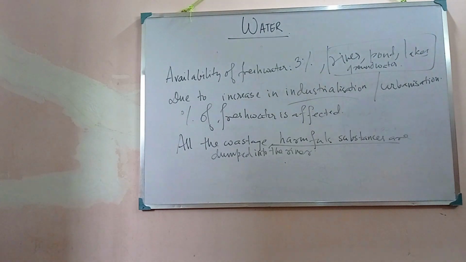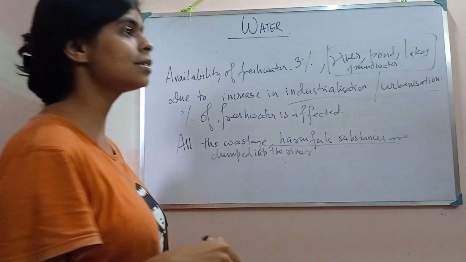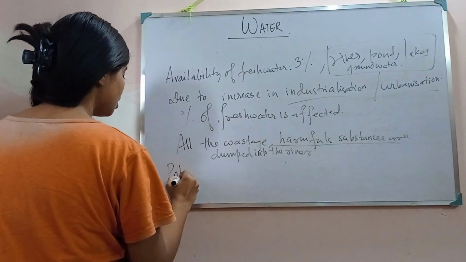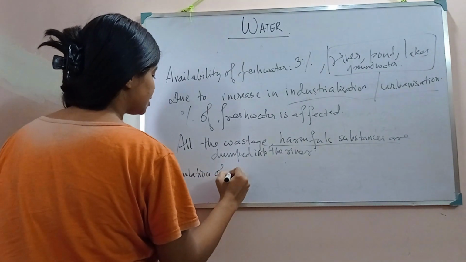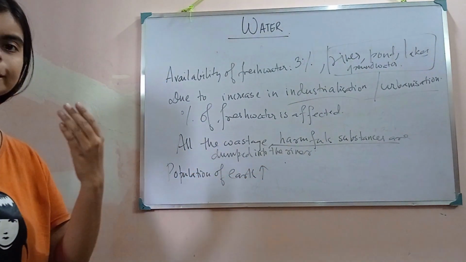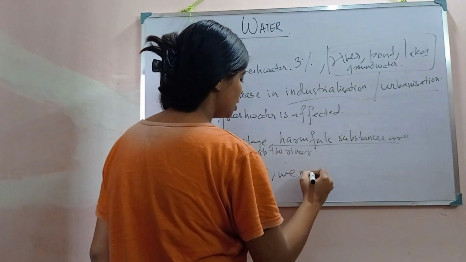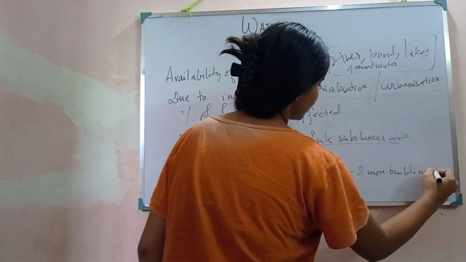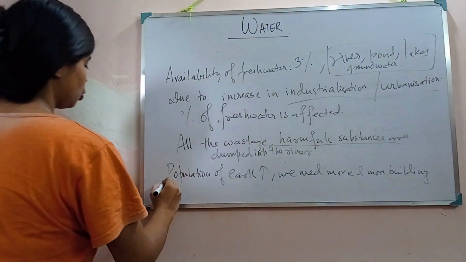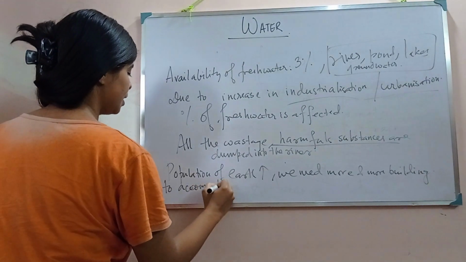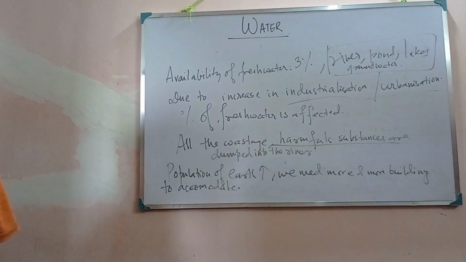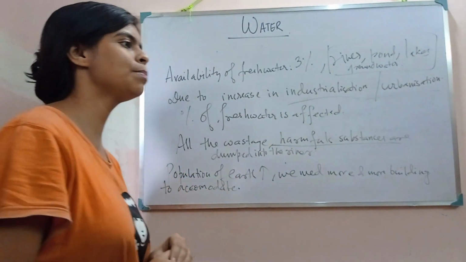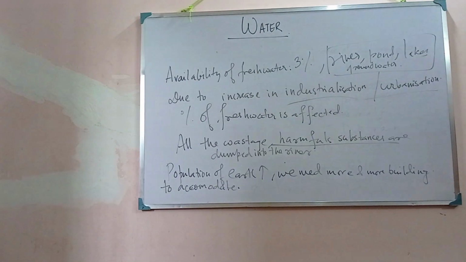So see, also urbanization. As the population of the earth is increasing, what is happening? We need more and more buildings to accommodate them, and as a result, when we are constructing these buildings, we are using concrete, and it reduces the seepage of rainwater into the ground, which ultimately affects the availability of the groundwater.